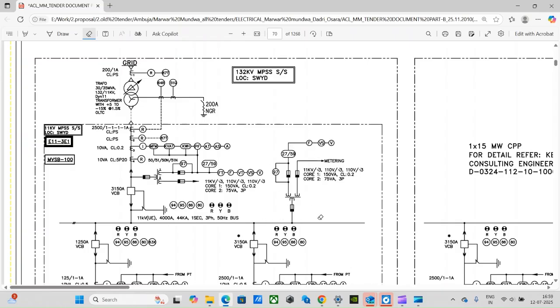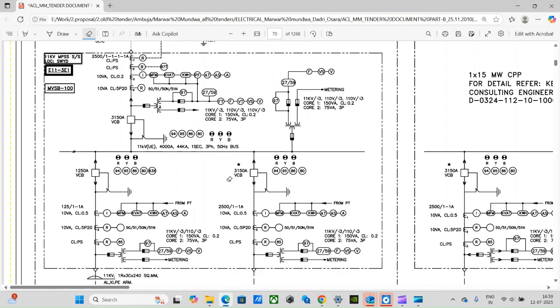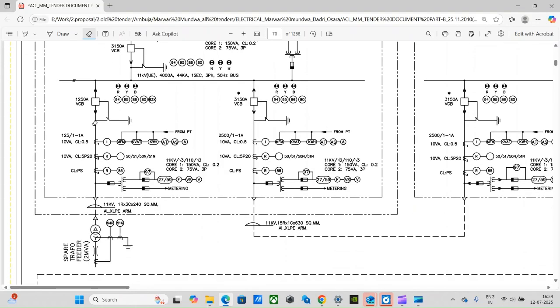This is the bus bar, and the rating of the bus bar is 11 kV unearthed. UE means unearthed, 4000 ampere, 44 kilo ampere for 1 second, 3 phase, 50 hertz bus. Now let us understand the distribution part of it. This feeder is called tie feeder, and this is a spare feeder written over here. There is nothing after this. It is coming up to this transformer only.